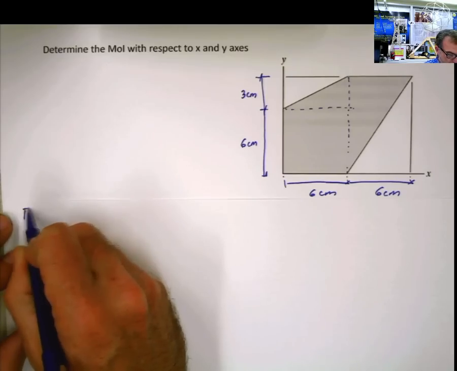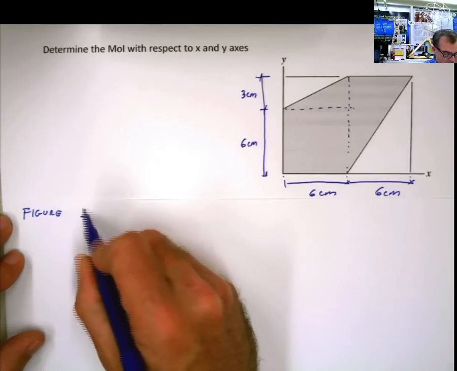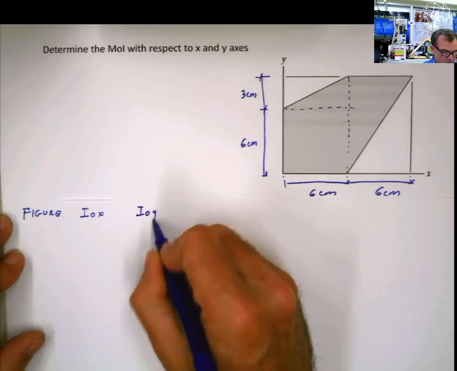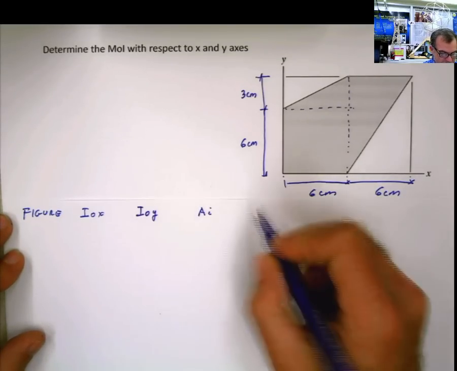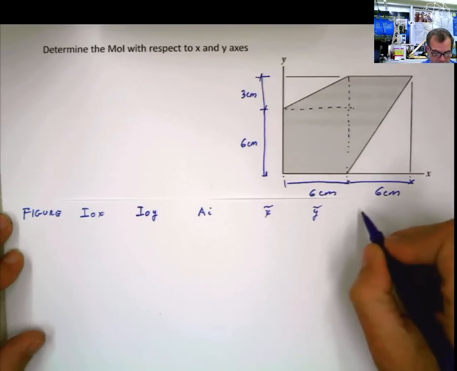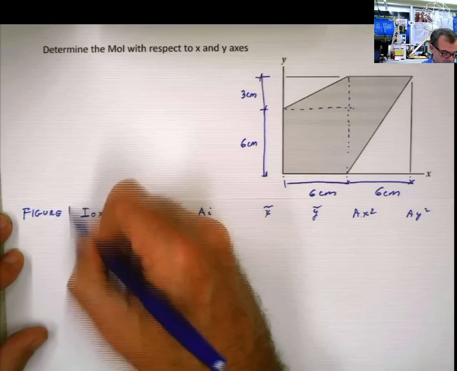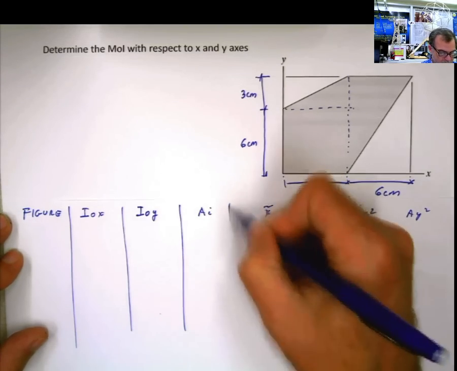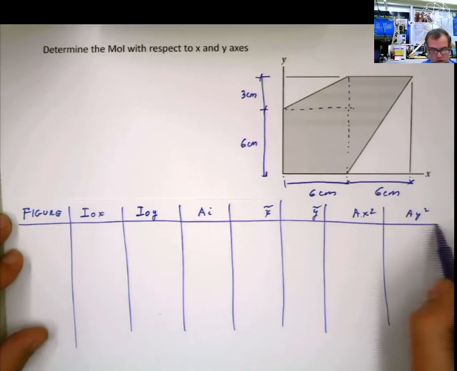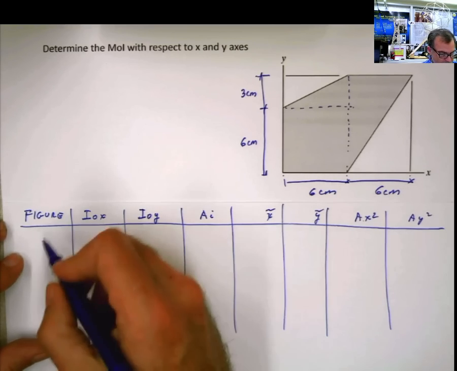So we're going to build a table. In the table we'll have the figure, then the moment of inertia with respect to x centroidal for each one of the figures, the moment of inertia with respect to y, and then the area, and then x and y, the distances, and then A times x squared and A times y squared. That's basically the table that we have to fill. This is just a reminder, but once we learn how to do this, we are not going to be doing it so detailed.